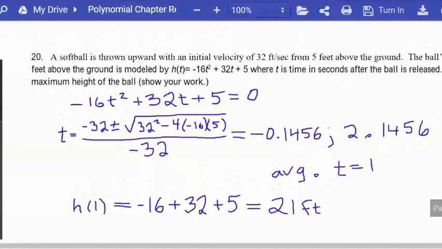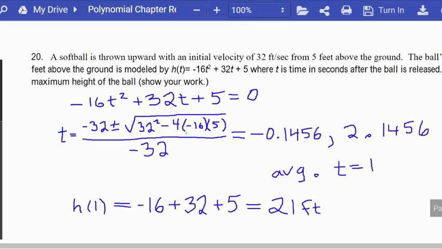And then finally, the dreaded word problem. Softball is thrown up with an initial velocity, blah, blah, blah. Well, here's the equation. Height of this softball as a function of time is given. They want me to find the maximum height of the ball. So my strategy is I'm going to use the quadratic formula. You can see that I've done that here.